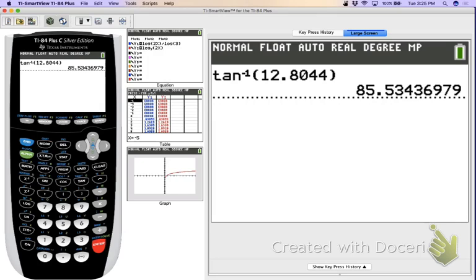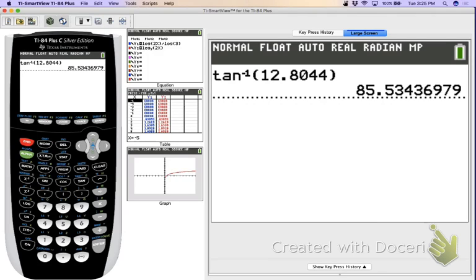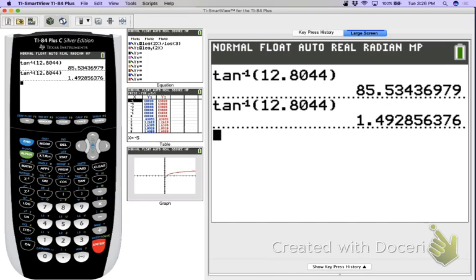Oh, I need to make sure I am in radians first. That's my fault. So I'm in radians. Now let's try this again. So inverse tangent of 12.8044. Close it off. So my first value, that's going to be in quadrant 1, is 1.49282. Now from there, it's positive in 1 and 3.